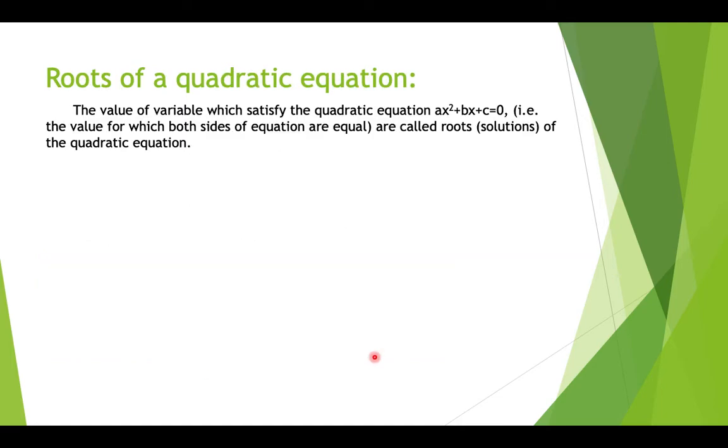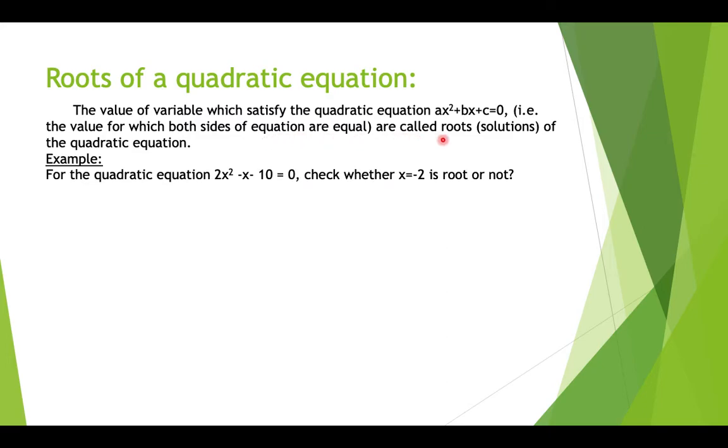Now let us see what are the roots of a quadratic equation. The value of the variable which satisfies the quadratic equation ax square plus bx plus c is equal to 0, that is the value for which both the sides of the equation are equal, is called a root of the quadratic equation. Let us see an example for it. For the quadratic equation 2x square minus x minus 10 is equal to 0, we have to check whether x is equal to minus 2 is a root or not.